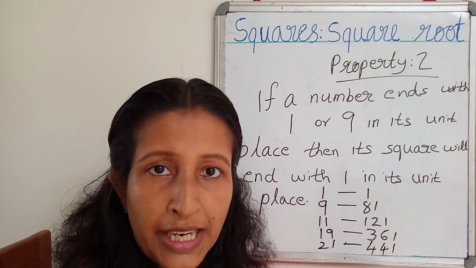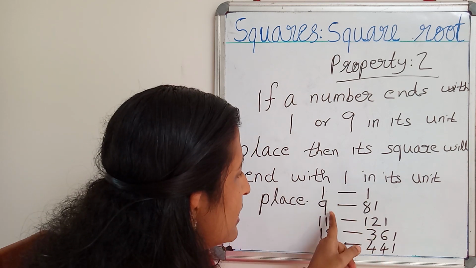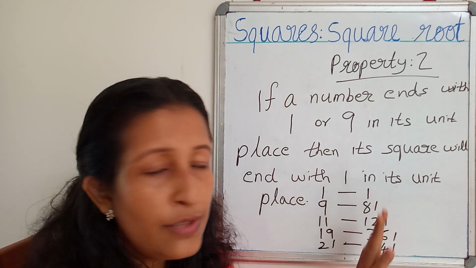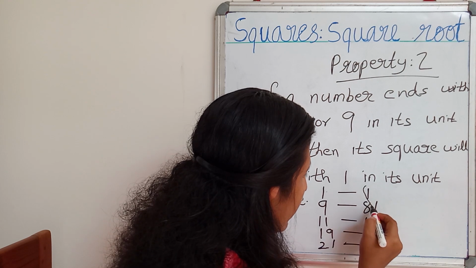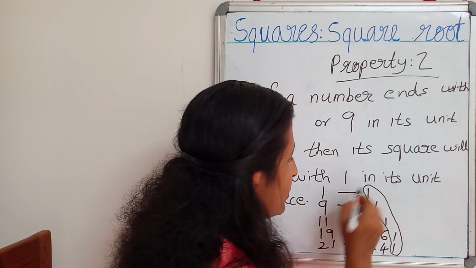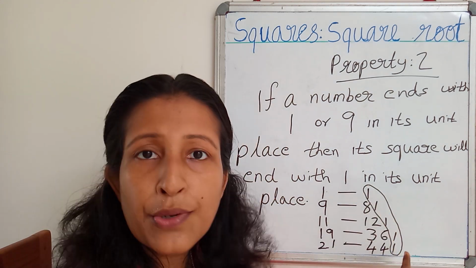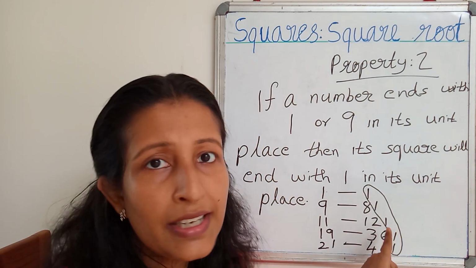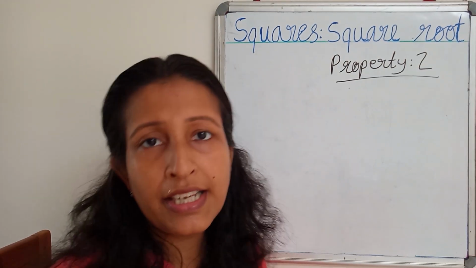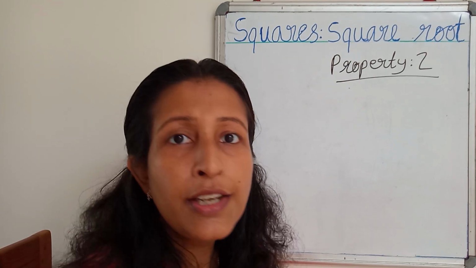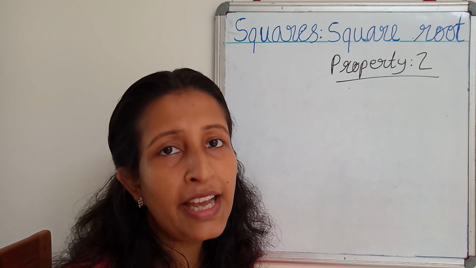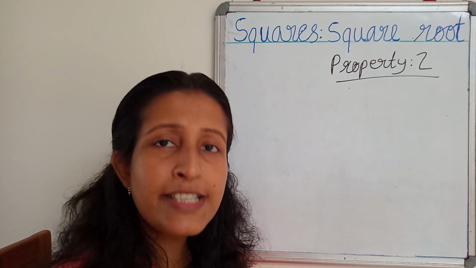If you are continuing like this, that means the last digit should be 1 or 9, then its square will end with, see, what are the ending numbers of these squares? Always you can see that the ending number is 1. That is this rule. The next property is if a number ends with 2 or 8 in its unit place, then its square will end with 4 in its unit place.